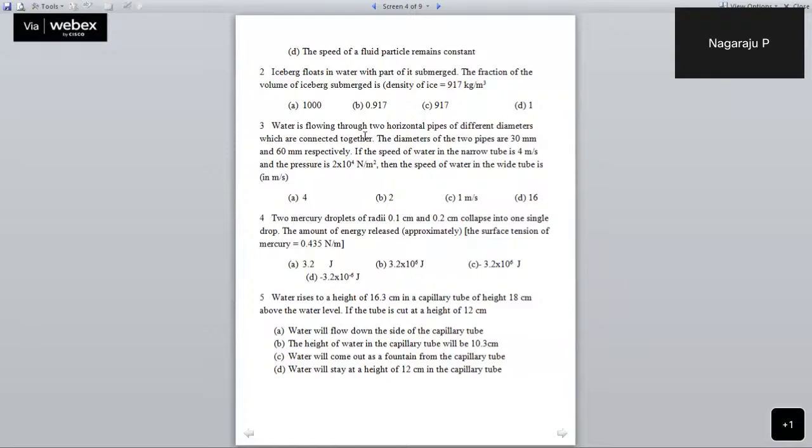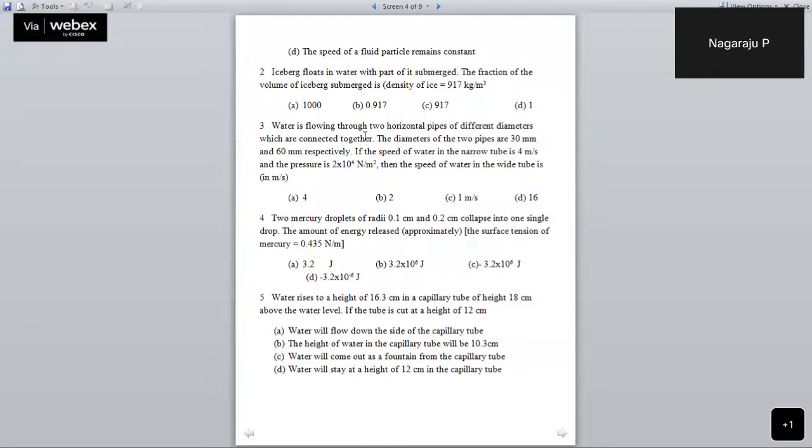Anyway, whatever may be the case, you can understand the question. Here, two mercury droplets of radii 0.1 centimeter and 0.2 centimeter collapse into one single drop. The amount of energy released, approximately, the surface tension of mercury is taken as 0.435. So what is it that we have to do in this case?